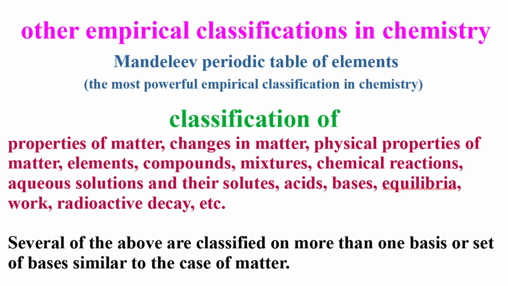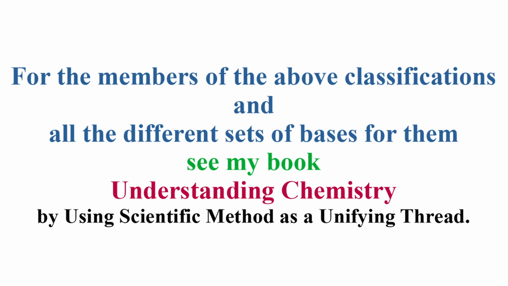Some other examples of empirical classifications in chemistry are listed here. Several of these have more than one set of bases, yielding different classification schemes and the corresponding members. For the corresponding bases and the resulting members of the classifications, see my book Understanding Chemistry. In general, textbooks of chemistry do not address the basis of empirical classifications. In fact, they do not refer to this important aspect of classification at all. It is essential that they do so, and I hope this trend will develop in the future.